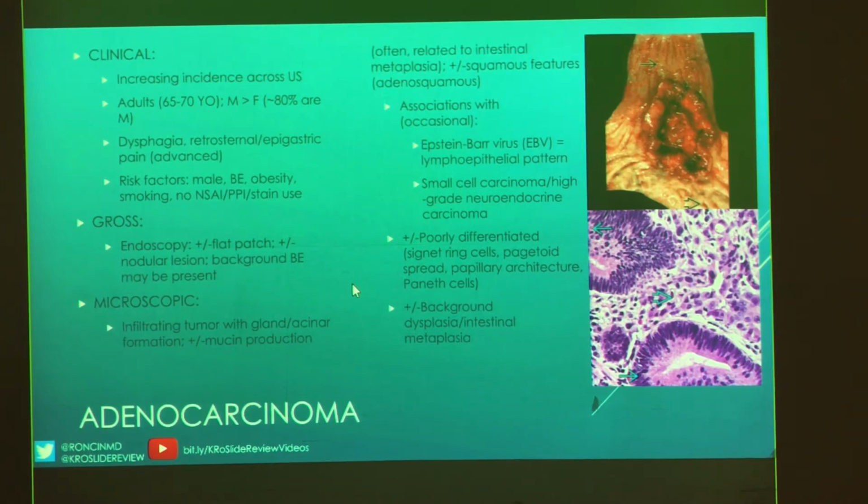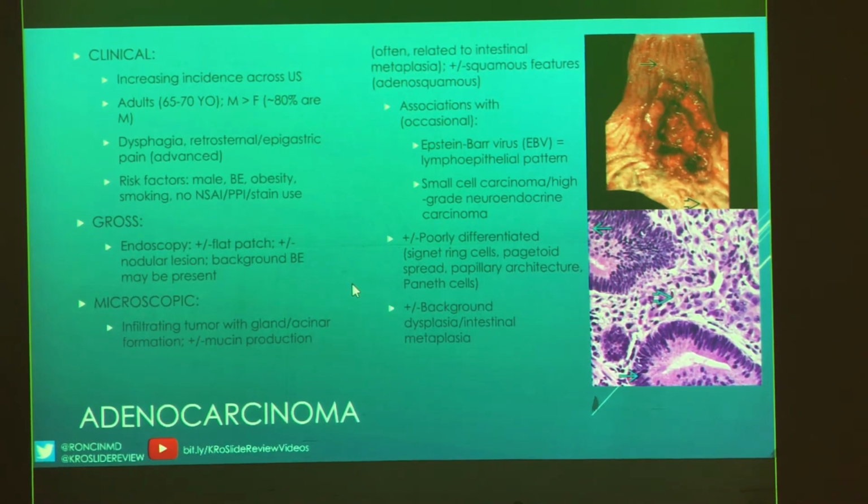Occasionally these can be associated with Epstein-Barr virus. If there is Epstein-Barr virus involvement, then you would also have a lymphoepithelial pattern. You can also see small cell carcinoma or high-grade neuroendocrine carcinoma with these. Some are poorly differentiated, so when we think signet ring cells, this is where that comes in. You can have pagetoid spread, so think of your pagetoid involvement, just spreading along the base of the epithelium. It can have papillary architecture, and you can also have involvement of Paneth cells.